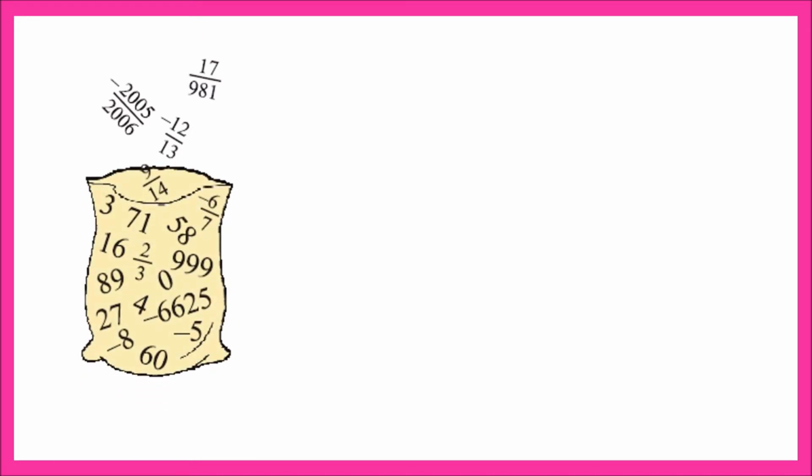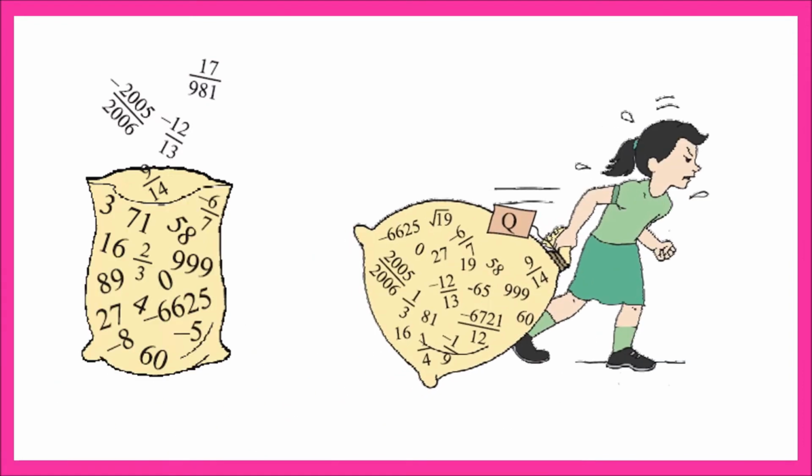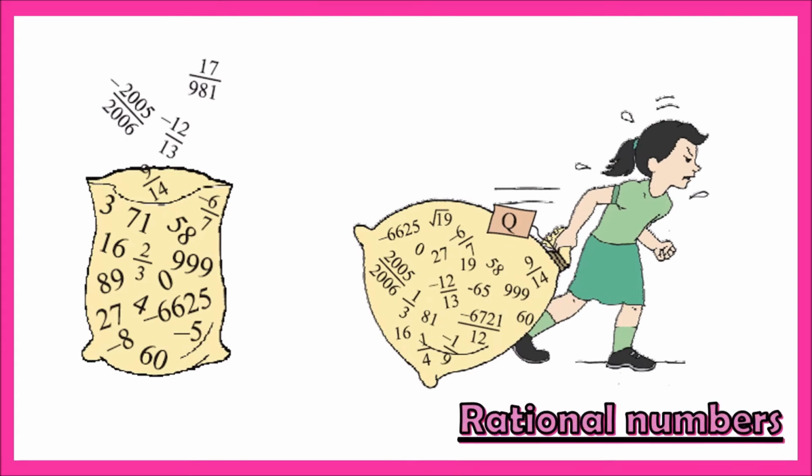If you put all such numbers also into the bag, it will now be the collection of rational numbers. The collection of rational numbers is denoted by Q. Rational comes from the word ratio and Q comes from the word quotient. You may recall the definition of rational numbers now. You have learnt in your previous class.